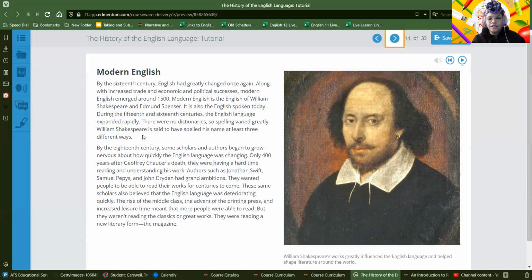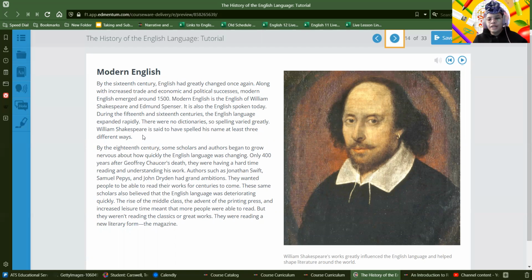By the 18th century, that's 1700, people were worried about how quickly the English language was changing. So Geoffrey Chaucer, you're going to read an excerpt from something he wrote. The Canterbury Tales was really famous for Middle English, but only 400 years after that, people were having a hard time looking back and understanding his work, the same way that we have a hard time looking back and understanding his work. But it was only 400 years later, not like 800, you know. So they felt like English was changing too quickly.